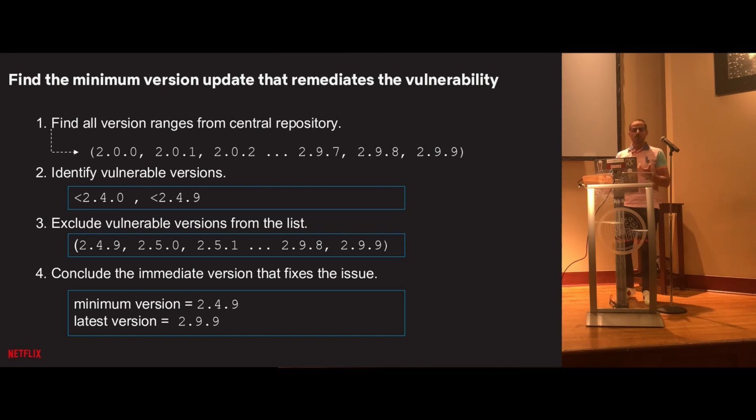So what you conclude is the minimum version and the latest version. The reason you want the latest version is because sometimes developers need to know what is the latest version so they can just upgrade to the latest version. But you still need the minimum version to avoid breaking changes.